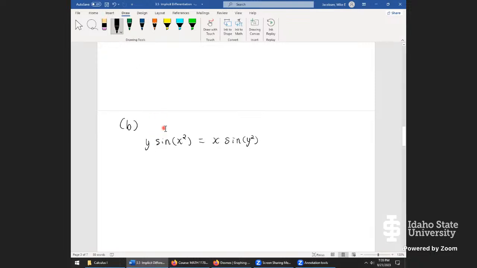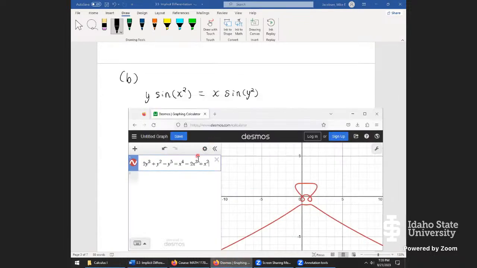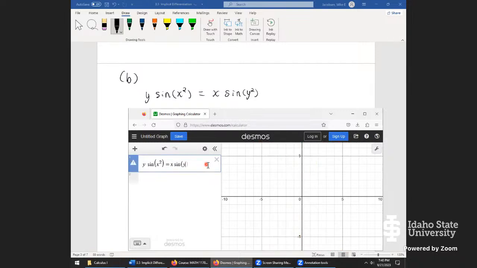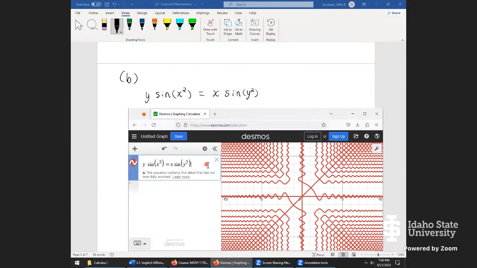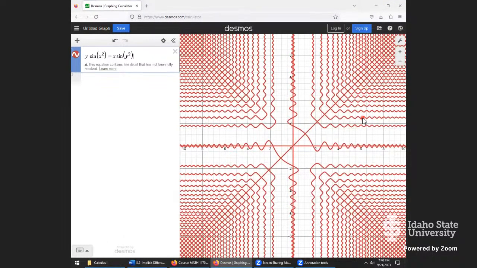And it's a weird curve. We have periodic functions inside here. The moment you put in periodic functions, all sorts of weird things can happen. So let's take a look at what this curve looks like. So we'll start with y sine x to the power 2 equals x sine y squared, which already looks weird. So there it is. And again, this is where implicit differentiation really kind of shines.